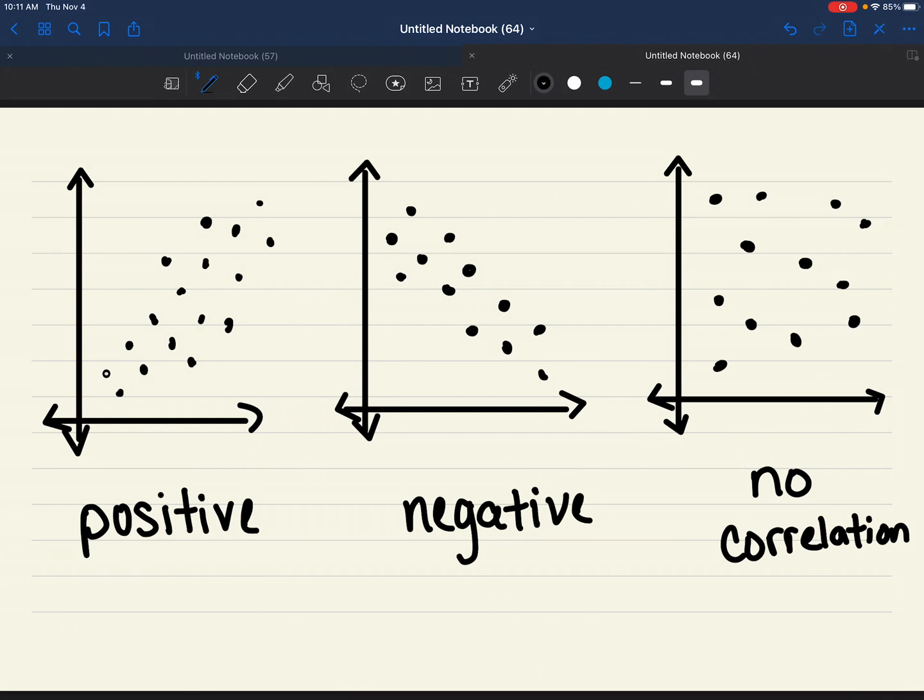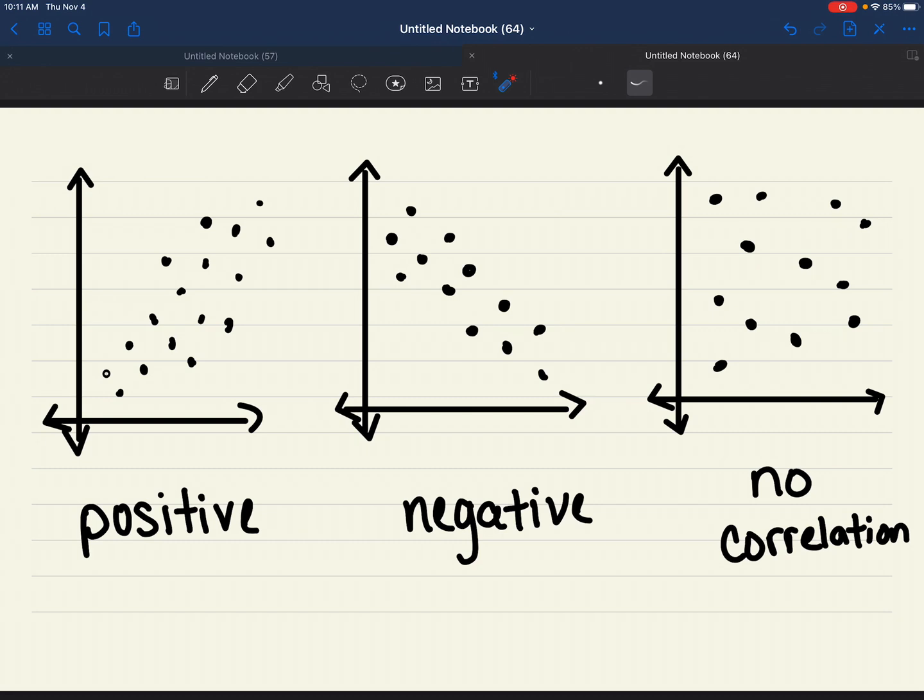Okay. Now, can anybody tell me a real life situation that would show a positive correlation? Grades. Okay. In reference to what? The more time you spend studying, right? So if X value is hours spent studying, the more time you spent studying, what happens to your grades? The better your grades are, right?